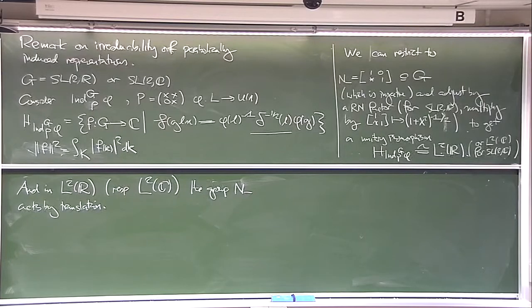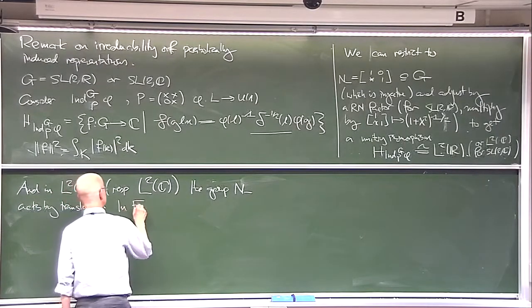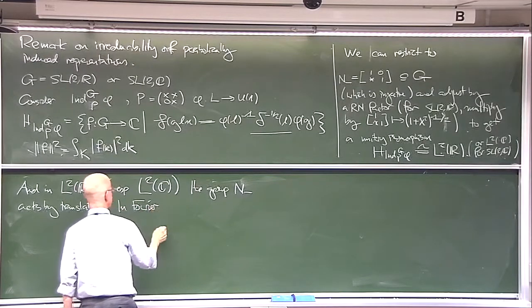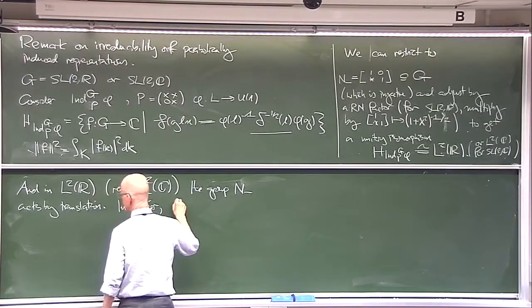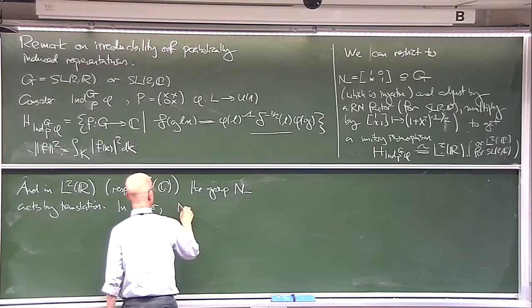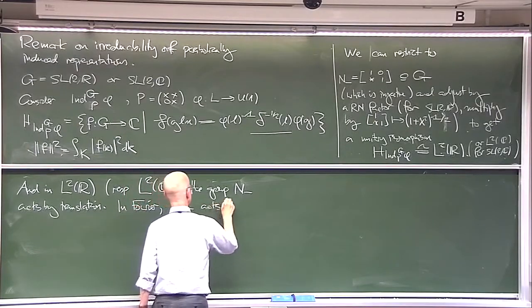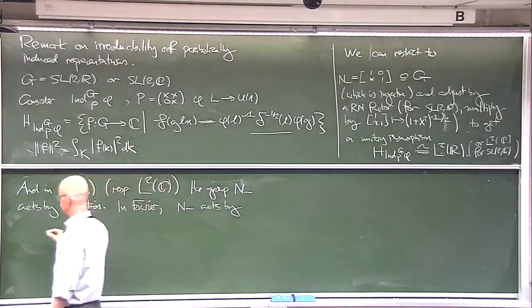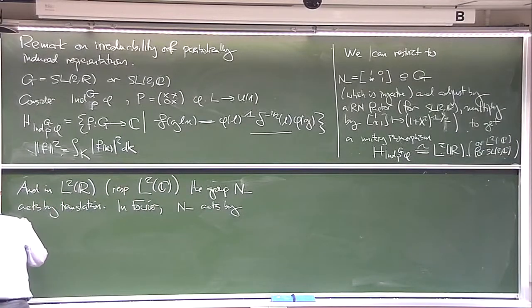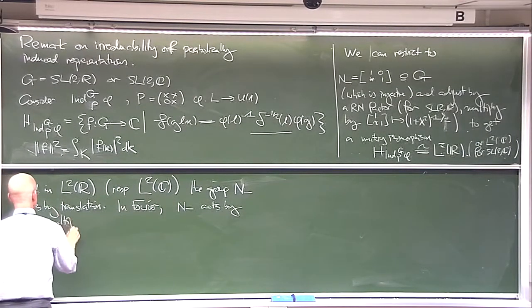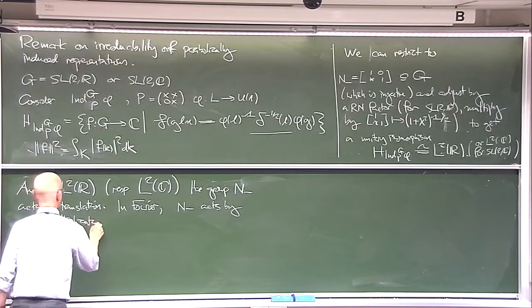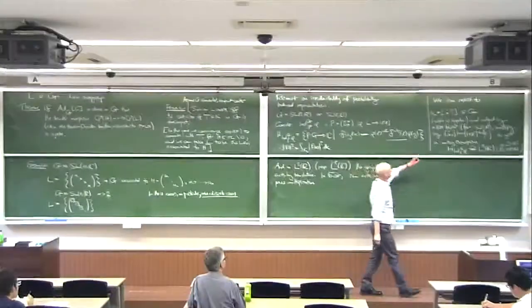And it's a little easier to see what's going on by taking the Fourier transform. So in momentum space, so to speak, this group acts by multiplication. So what's N minus? N minus is the lower, is this group up here? Oh, yeah, sorry.